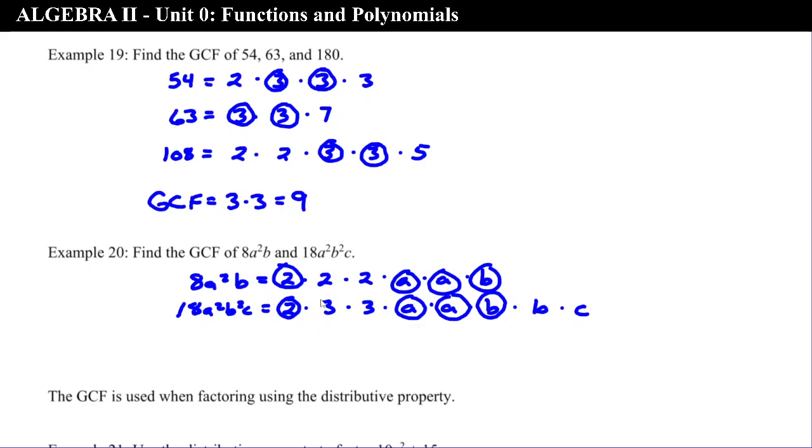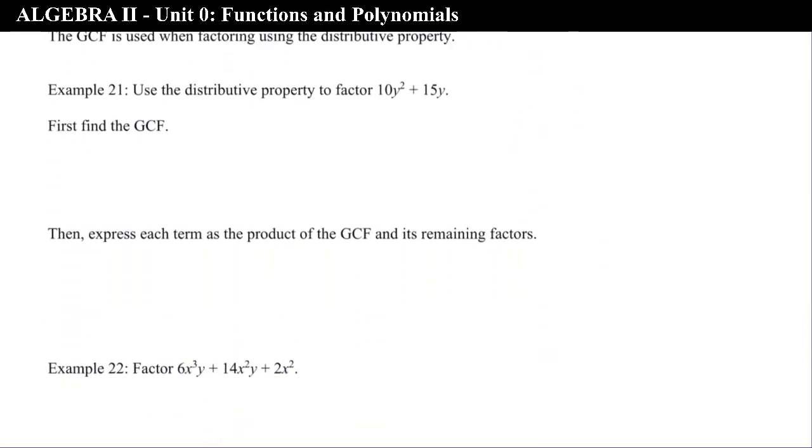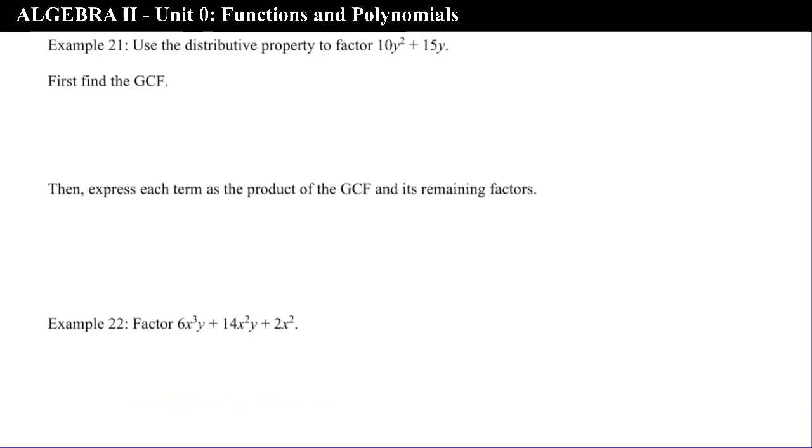So we take everything that we have in common, and we multiply it together, and we get our GCF as 2a squared b. Now, the reason we've gone through this is because you're going to use the greatest common factor when factoring using the distributive property. Okay? So let's look at example 21. Let's use the distributive property to factor 10y squared plus 15y.